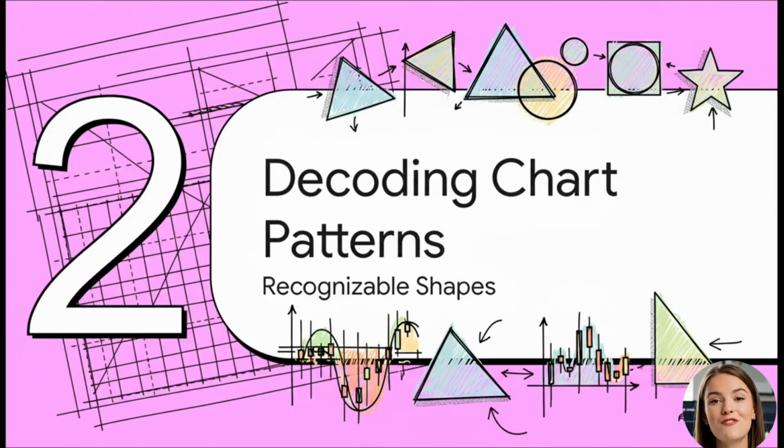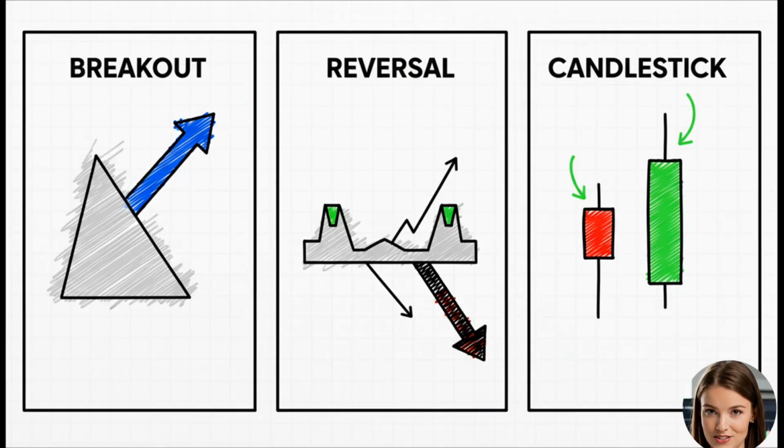All right, let's grab the next set of tools from our kit. See how this all builds? Once you have the blueprint mapped out, you can start looking for recognizable shapes, or patterns, that have shown up time and time again and tend to lead to predictable results. And these patterns usually fall into a few main buckets.